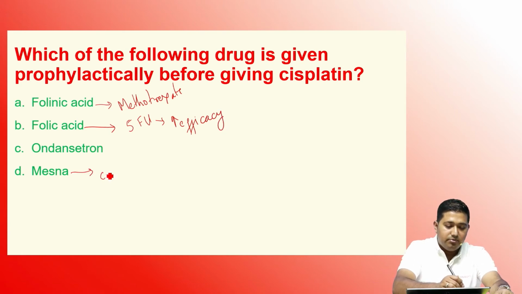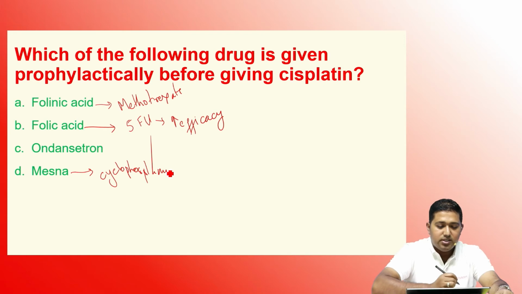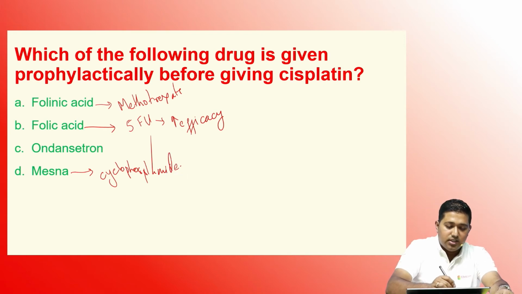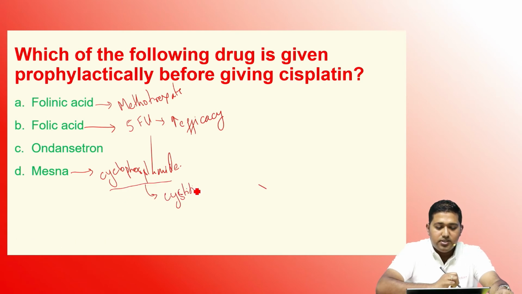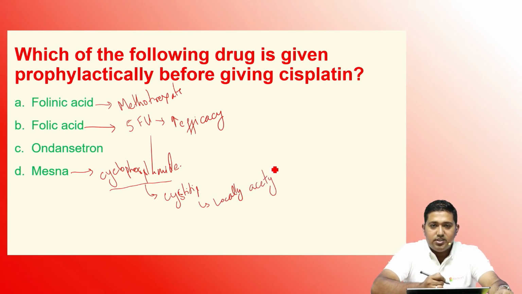Mesna is commonly given with drugs like cyclophosphamide. This cyclophosphamide group of drugs is known to cause cystitis. So to decrease the side effects of the cyclophosphamide group of drugs, you combine with Mesna, which is given systemically. Another option that you can use to decrease this cystitis is to give a drug locally called acetylcysteine. You irrigate the bladder with acetylcysteine, which decreases the cystitis caused by cyclophosphamide.